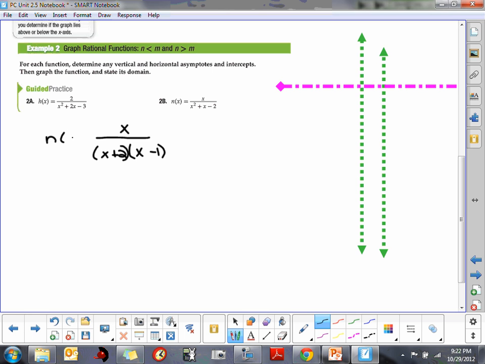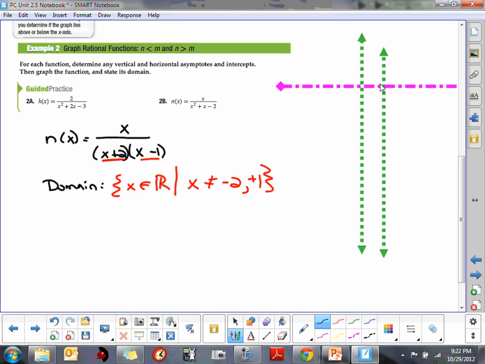So this is our n of x. Our domain. First thing I noticed, there aren't any factors that are identical on the top and the bottom, so there are no holes. The only part that I have to worry about in our domain is don't divide by 0. So if we're looking at the set of real numbers, x does not equal the related zero of this factor, a negative 2, or the related zero of this factor, a positive 1. So do not let x equal a negative 2 or a positive 1.